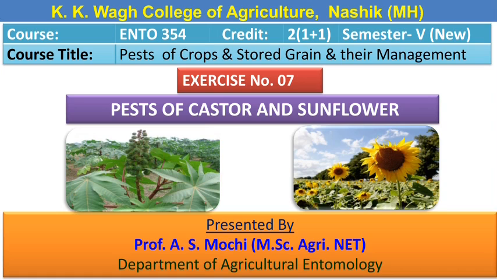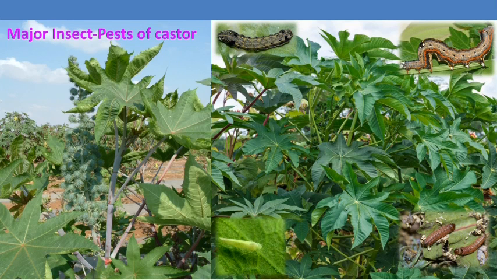Today we are going to learn about exercise number 7, that is pests of castor and sunflower, which is included in the course ENTO 354 for the 5th semester new. As you know, castor and sunflower are the major oilseed crops. So first, the pests of castor.